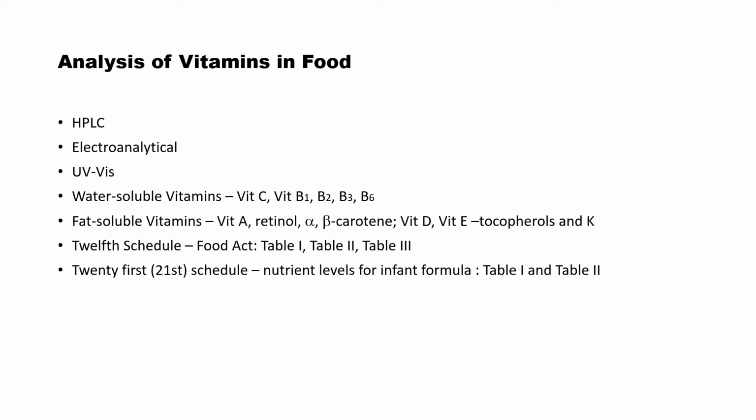Okay, if you check the literature review, most of it is done by HPLC method, electroanalytical and UV visible method. Among these three methods, the HPLC method was found to be the most effective method for the analysis of vitamins in food samples. As you all know, water-soluble vitamins can be divided into vitamin B and vitamin C, while fat-soluble vitamins are vitamin A, which is retinol, alpha and beta-carotene, vitamin D, vitamin E tocopherols, and vitamin K.